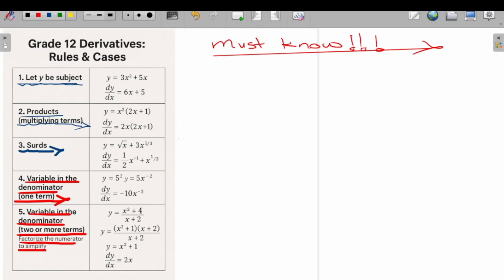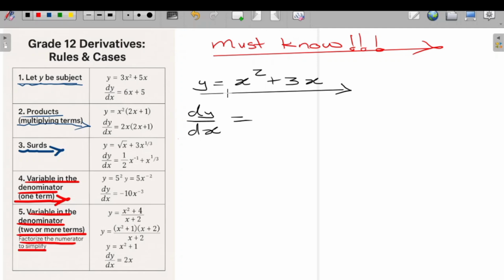Before I get into much detail, under derivatives or differentiation, I like to call it differentiation. Under this topic, what is a must for us to know is that when you are given y, let's say y is equal to x squared plus 3x, and they ask us to find the derivative, our answer will be shown as dy over dx is equal to. This is how we show our answer.